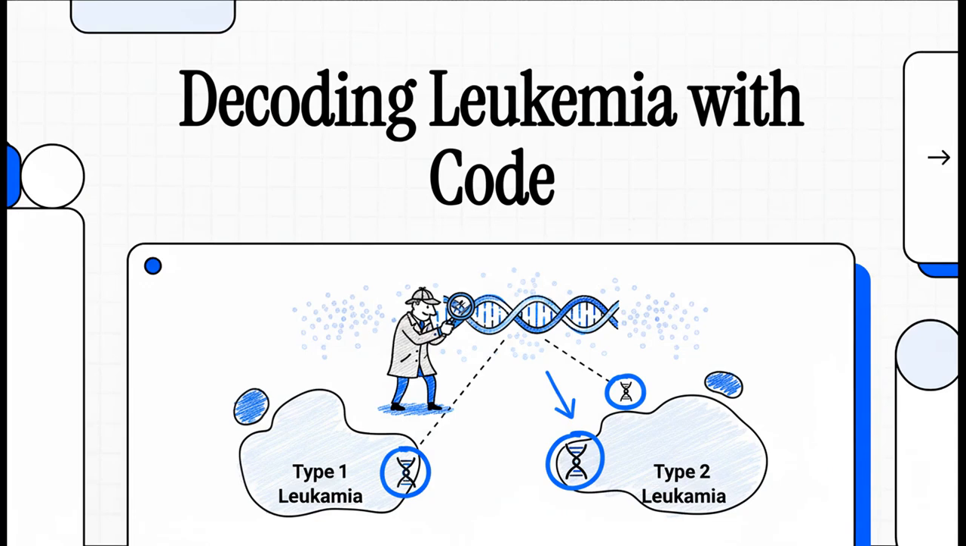Today, we're going to put on our detective hats and dive into a real data-driven mystery. We're going to use a little bit of code and some pretty powerful statistics to hunt for the genetic clues hiding inside two different types of leukemia. So let's get right into it.